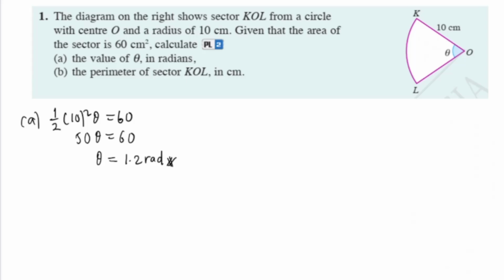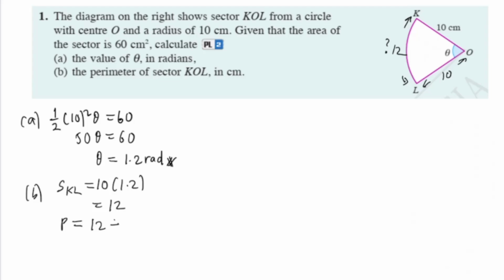The next thing is you want to find the perimeter of the sector. Perimeter is basically the sum of the length of all sides. This is 10 cm. The length of the arc we can calculate by using s equals r theta. You can do one by one, or in one shot. If I show you one by one, the length of arc KL is just the radius 10 times theta 1.2, which is 12. So your perimeter is 12 plus 10 plus 10, which gives us 32 cm. A fairly simple question.